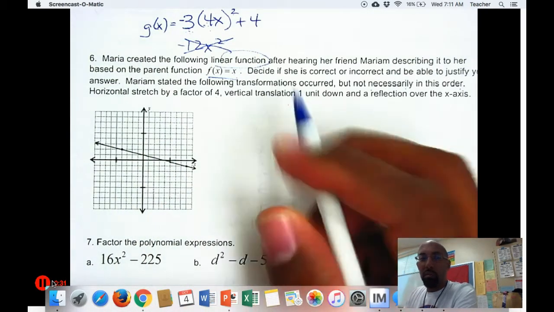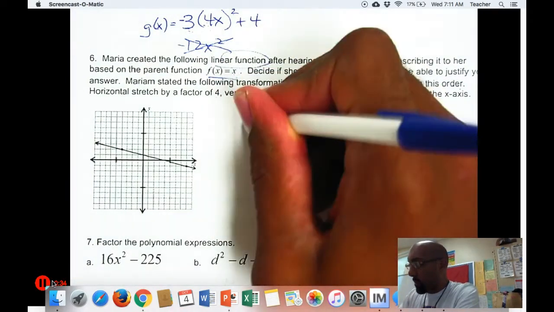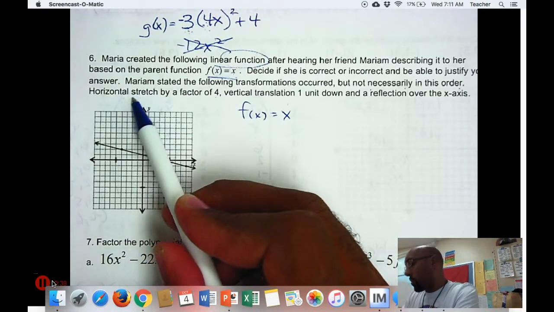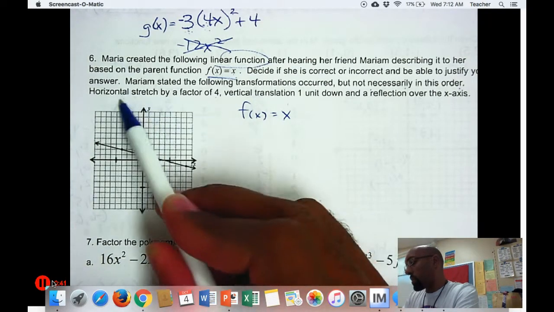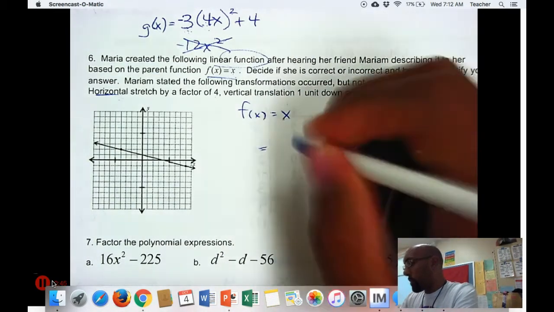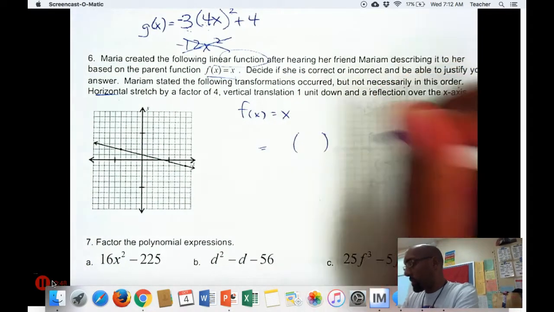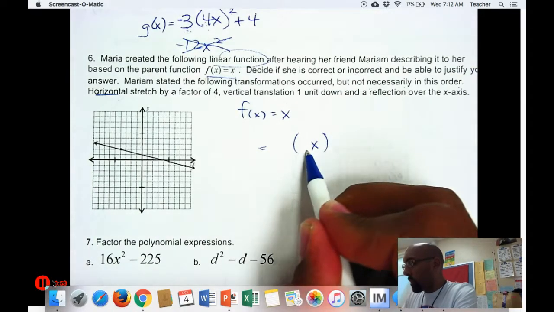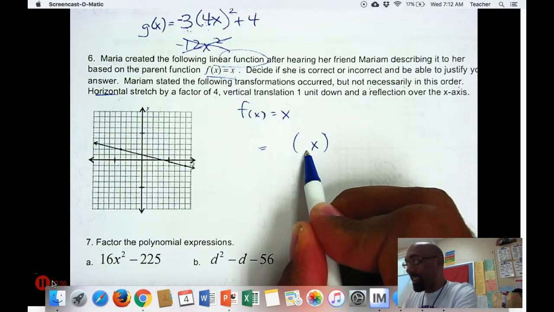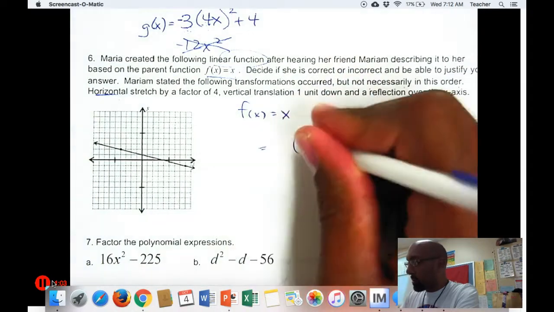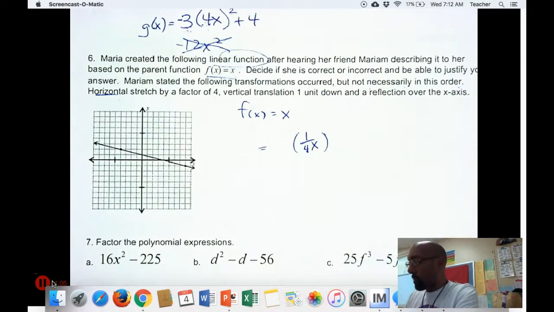Okay, so what we want to do is create the function. Okay, so this is the parent function. Okay, and so let's start with the horizontal stretch. Horizontal, remember that's inside. Okay, so just for memory's sake, we'll do parentheses, which isn't always necessary. Okay, a stretch, right? We want it to stretch. Now inside, remember, everything's opposite. So if we're stretching, we don't want it to be a bigger number. We want it to be smaller, and by a factor of 4. So we're going to do 1/4.